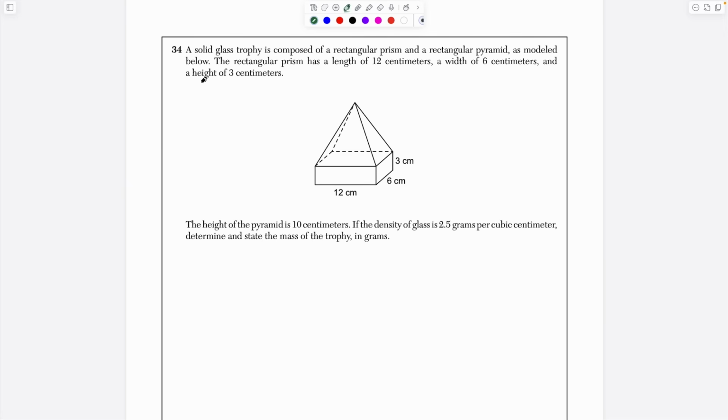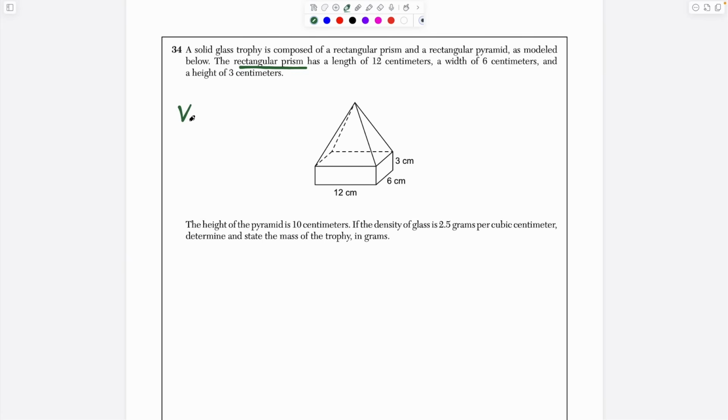Question 34, a solid glass trophy is composed of a rectangular prism and a rectangular pyramid as modeled below. The rectangular prism has a length of 12 centimeters, a width of 6 centimeters, and a height of 3 centimeters. And then we have the height of the pyramid is 10 centimeters. If the density of the glass is 2.5 grams per cubic centimeter, determine and state the mass of the trophy in grams. So for this one, we have to know the formulas for the volume of a rectangular prism and the volume of a pyramid with a rectangular base.